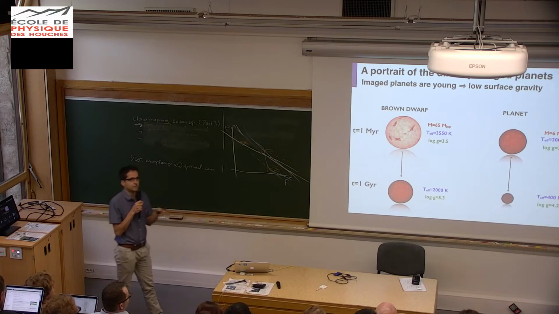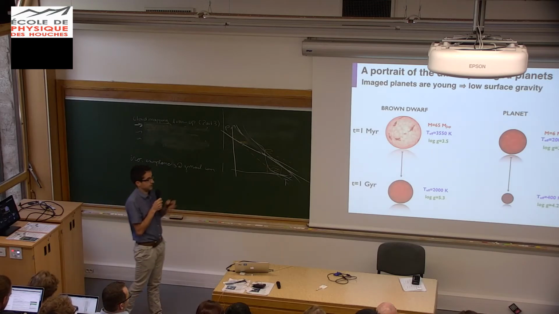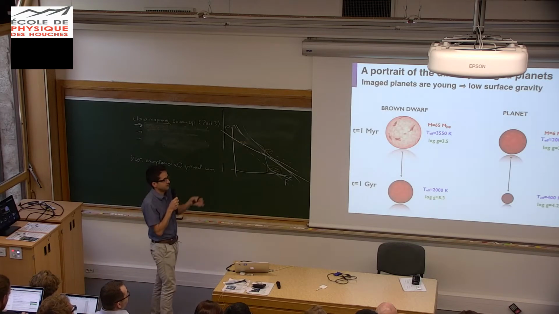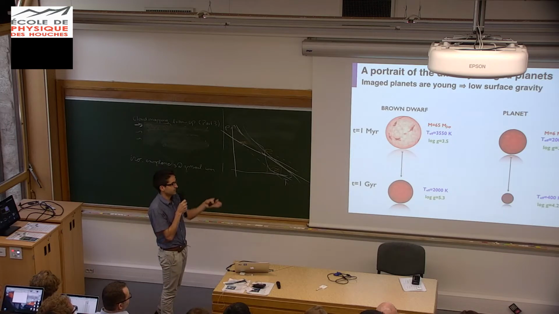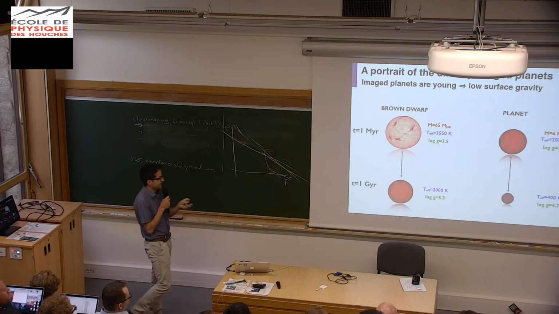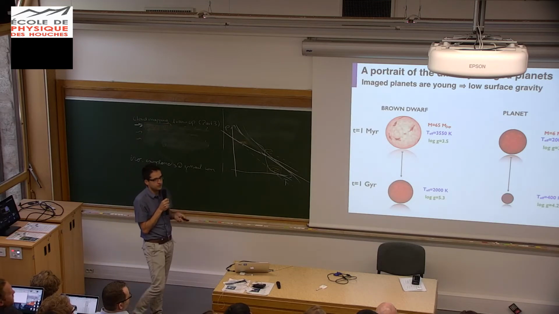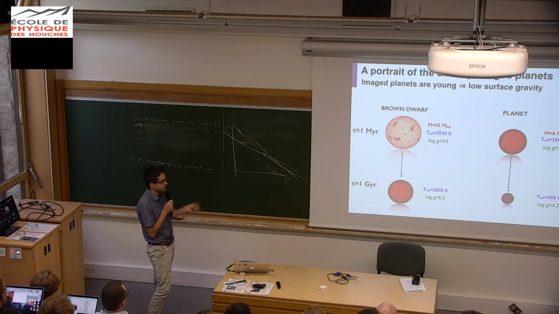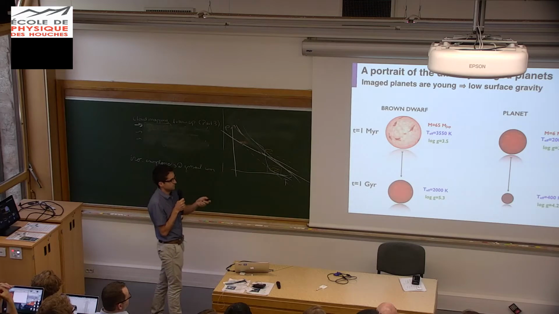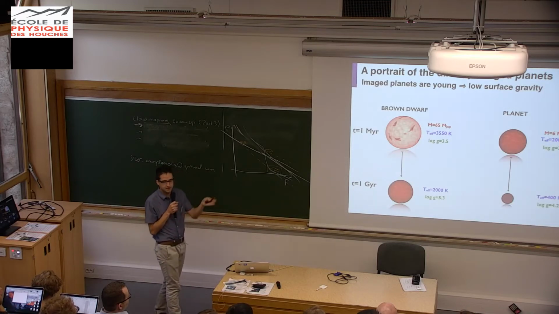Because when the planets are young, their radius is much larger than what it will be at the age of the solar system, and they are hot. So large radius and hot temperature mean higher luminosity, and then the contrast between the host star and the planets is reduced. So basically, young planets can be detected more favorably.